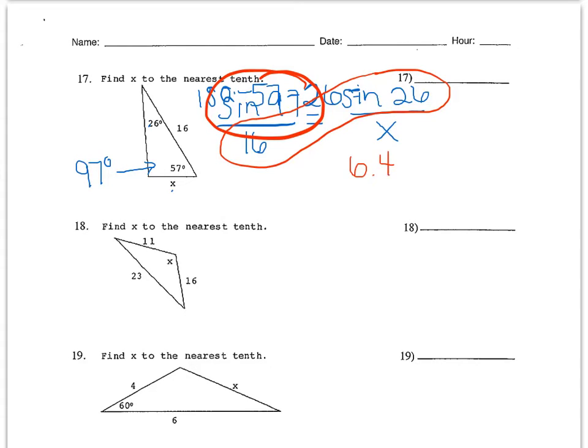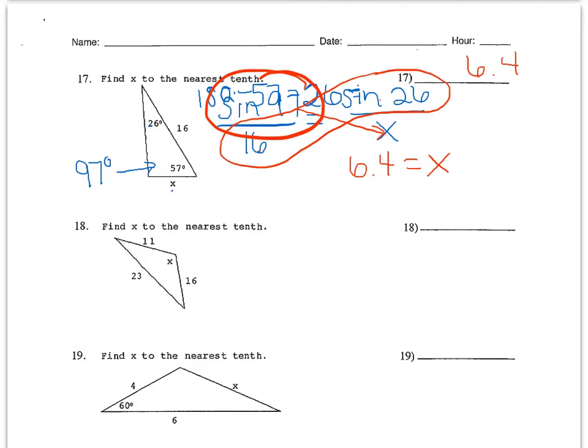Now some of you, though, then question, well, what is that? Is that my answer? Do I have to square root it? Do I have to do the inverse sine of it? What do I have to do? Think about what that equals. When I cross multiplied and divided, that gives you your answer for x. So 6.4 is just equal to x. And if it's just equal to x, that means that that's your answer. So your answer for number 17 should be 6.4.